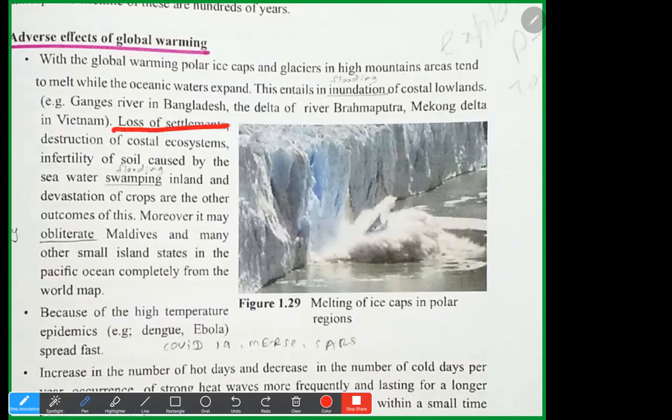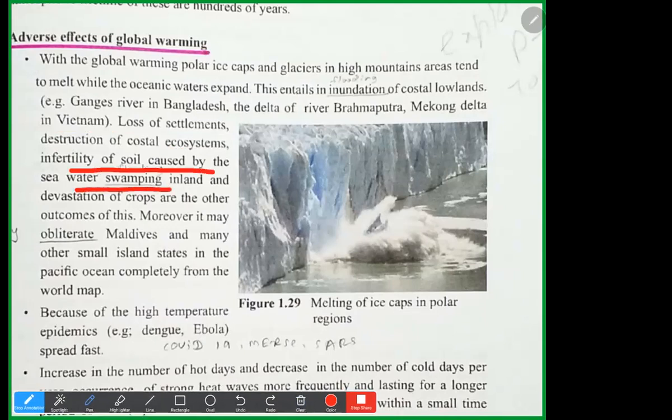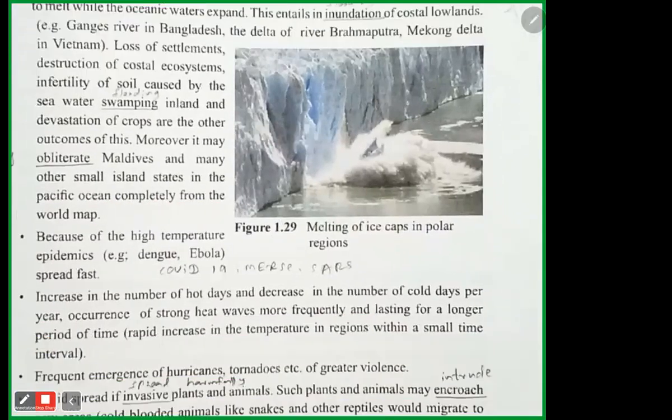Loss of settlements, destruction of coastal ecosystems, infertility of soil caused by seawater swamping inland, and devastation of crops are the outcomes of this. Moreover, it may obliterate the Maldives and many other small island states in the Pacific Ocean completely from the world map. They are saying that someday the Maldives would disappear from the map.